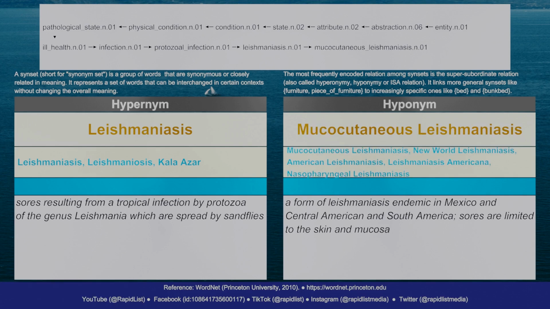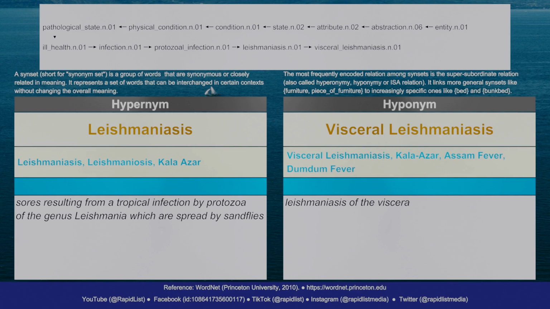Mucocutaneous leishmaniasis. A form of leishmaniasis endemic in Mexico and Central America and South America. Sores are limited to the skin and mucosa. Visceral leishmaniasis. Leishmaniasis of the viscera.